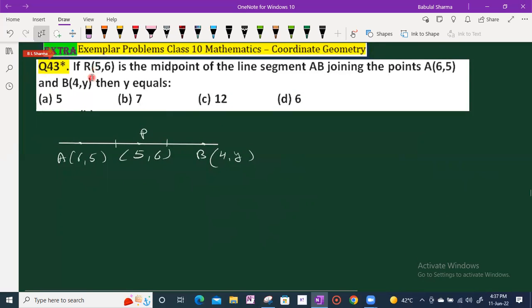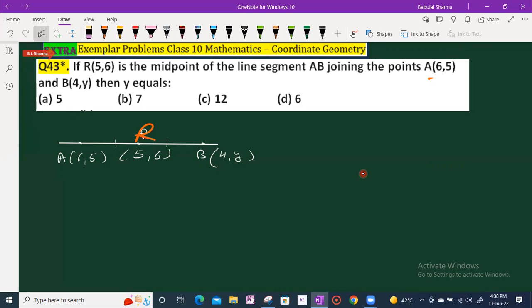Next question. If R is the midpoint of the line segment joining the points A 6, 5 and B 4, y, then y equals 2. Yes. देखिए एक पॉइंट है आपका B पॉइंट है 4, y, और ये जो एक पॉइंट है, सॉरी, A पॉइंट है 6, 5, और ये जो पॉइंट R है, I have to mark here this point as R. ये R पॉइंट मिड पॉइंट है.